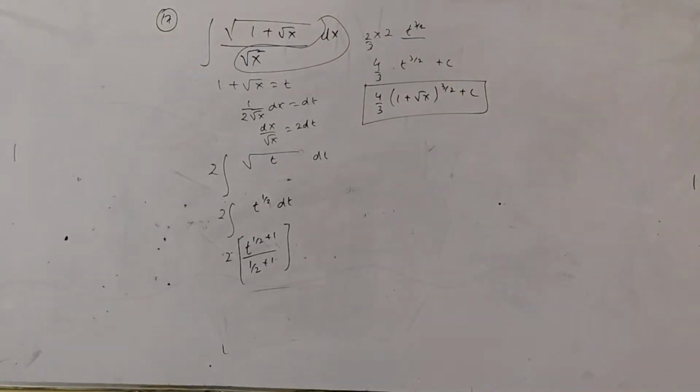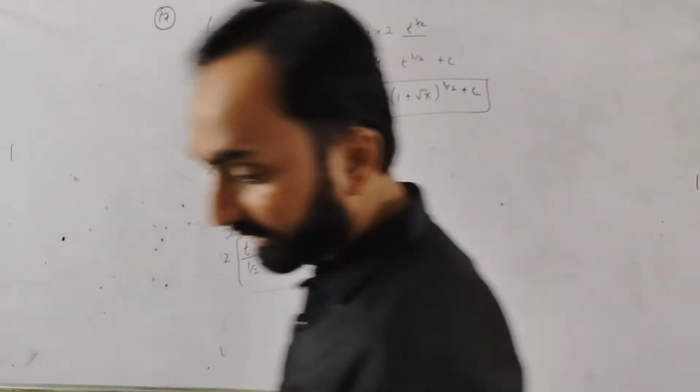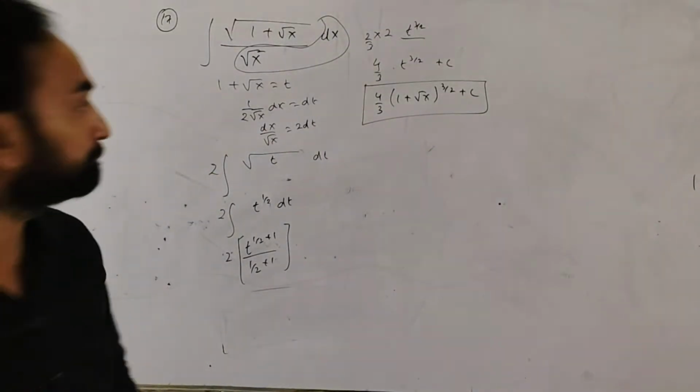Correct? So this is your problem number 17. Write down the problem number 17 and then we will move to problem number 18. Okay, I hope you have written problem number 17. Now we'll move to problem number 18 and let's see what is problem number 18.